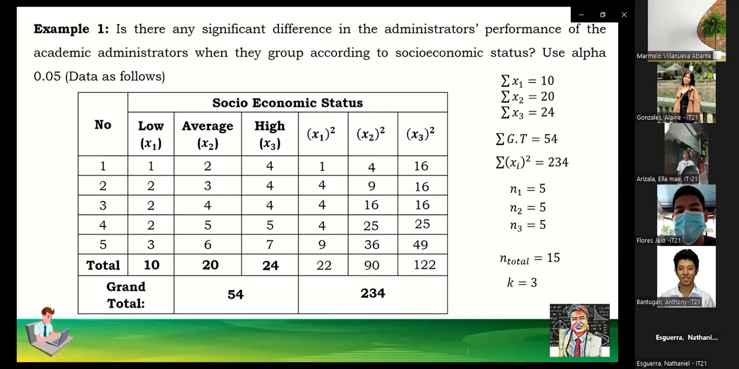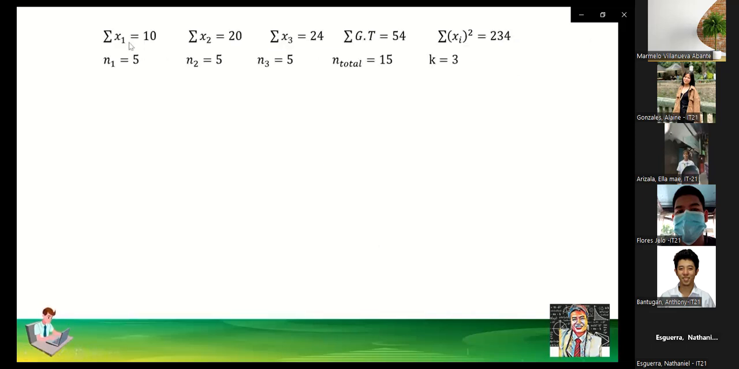Okay? So, proceed tayo. Next is key. Key pa pala, kailangan pa pala natin ng key. Key is the number of categories. Kung ilan yung group. Since ang group natin low, average, and high, so 1, 2, 3, meron tayong key which is 3. Kung 4 groups yan, 4, and so on. Depende sa number of groups yung key na yan. Okay? So, proceed tayo. Ilalagay lang natin yung details dito.